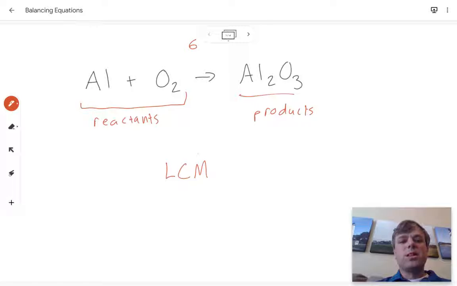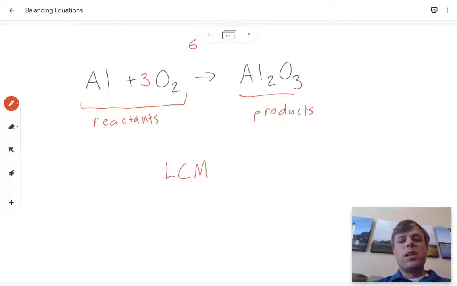So to get these equal, we're going to need 6 oxygens on each side of the arrow. Now, for the oxygen on the reactant side, the number we would put out in front to make it equal to 6 is a 3. Because if we have 3 O2s, that gives us a total of 6 oxygens.